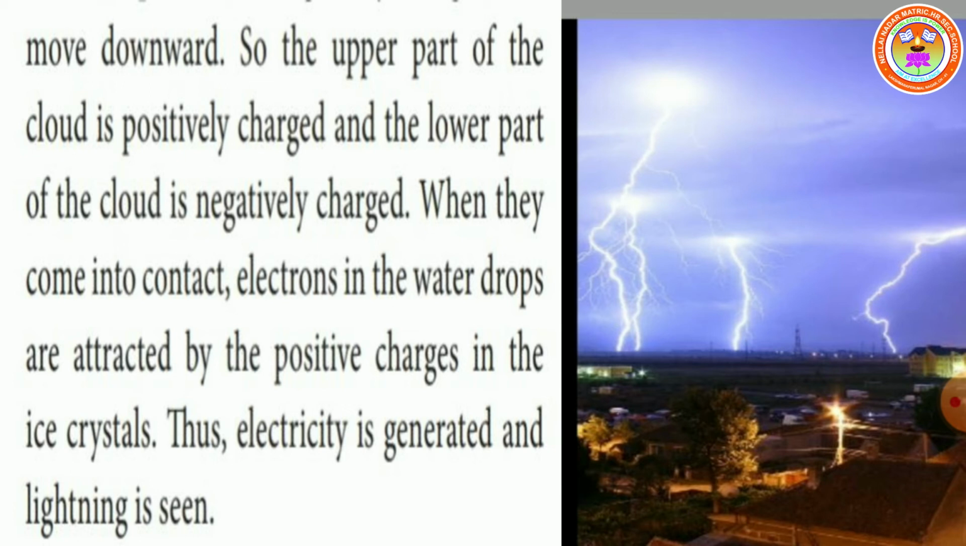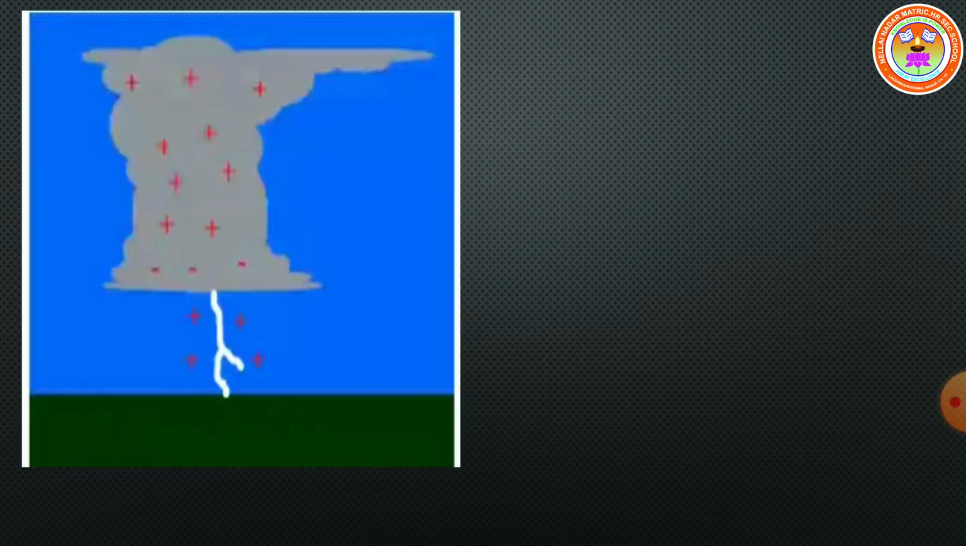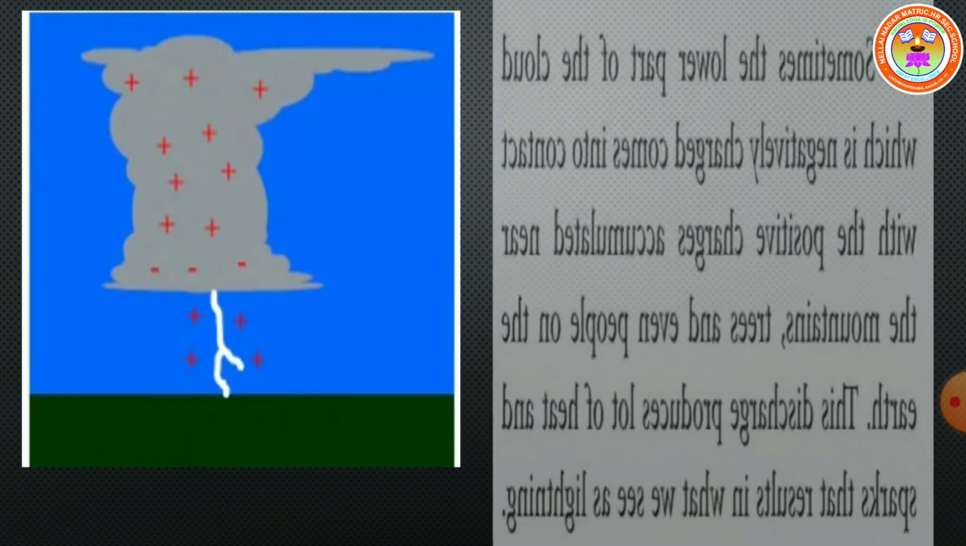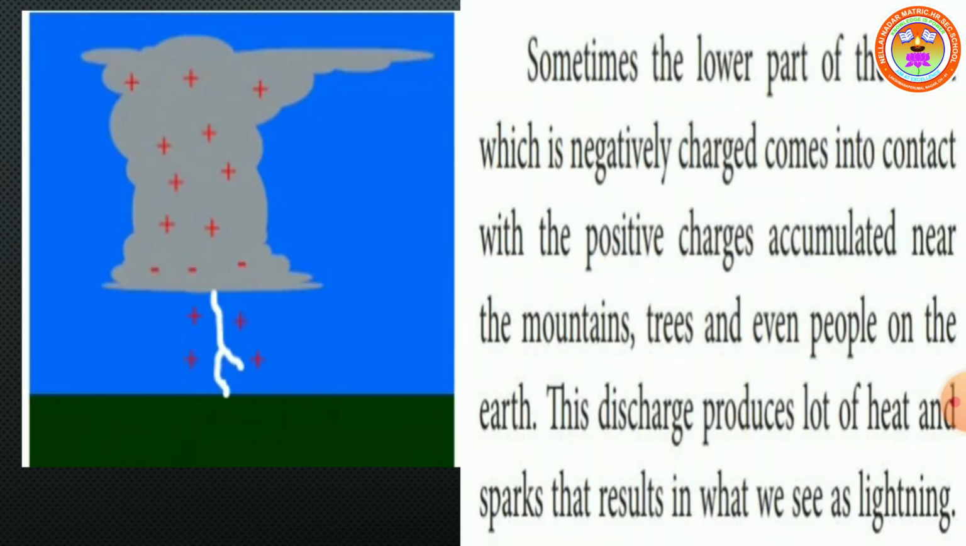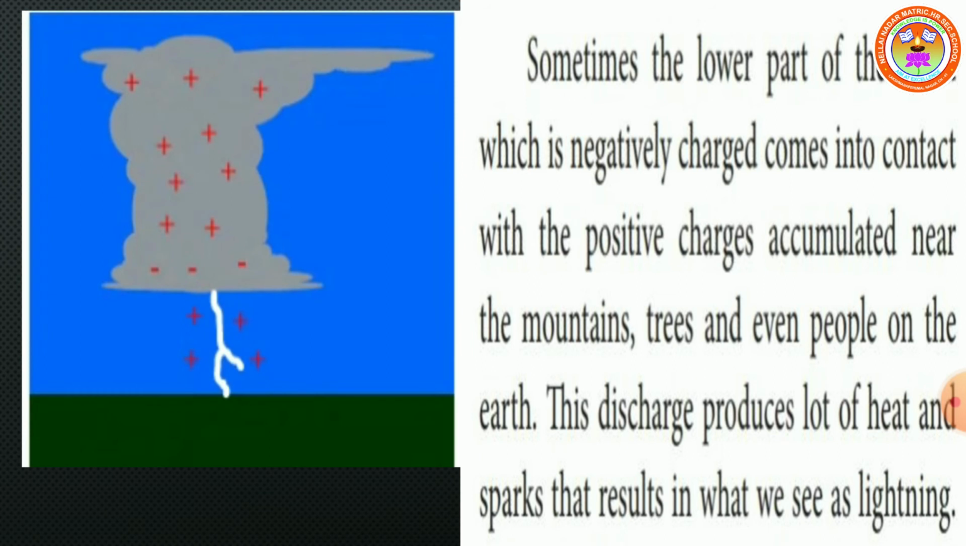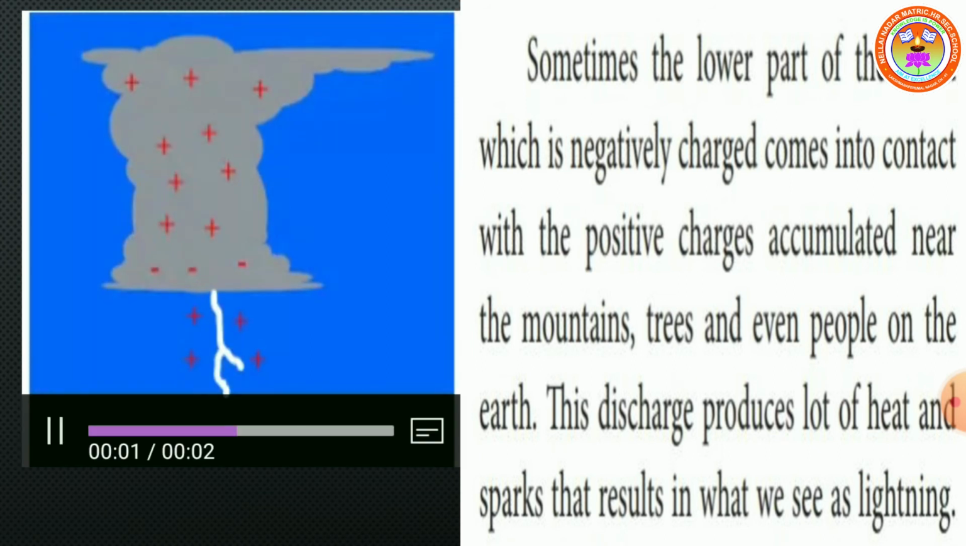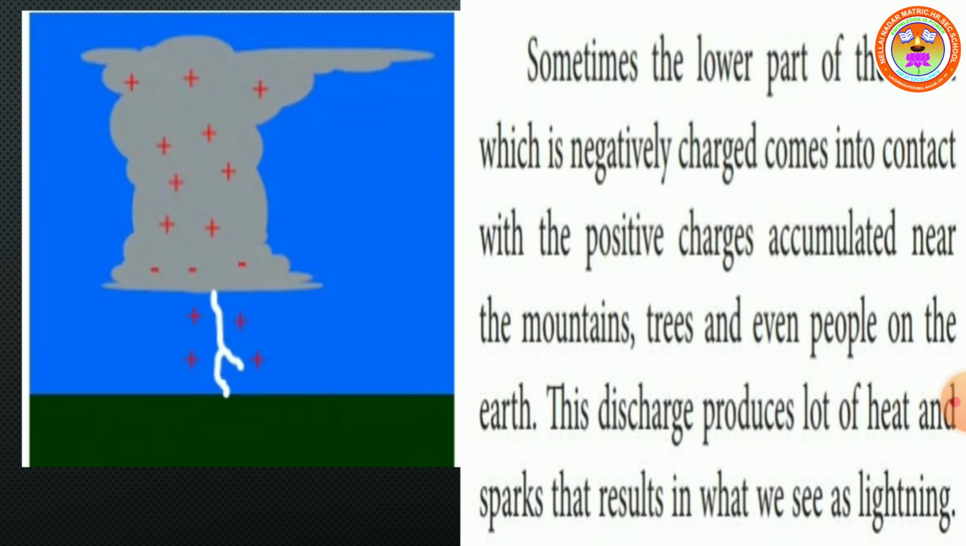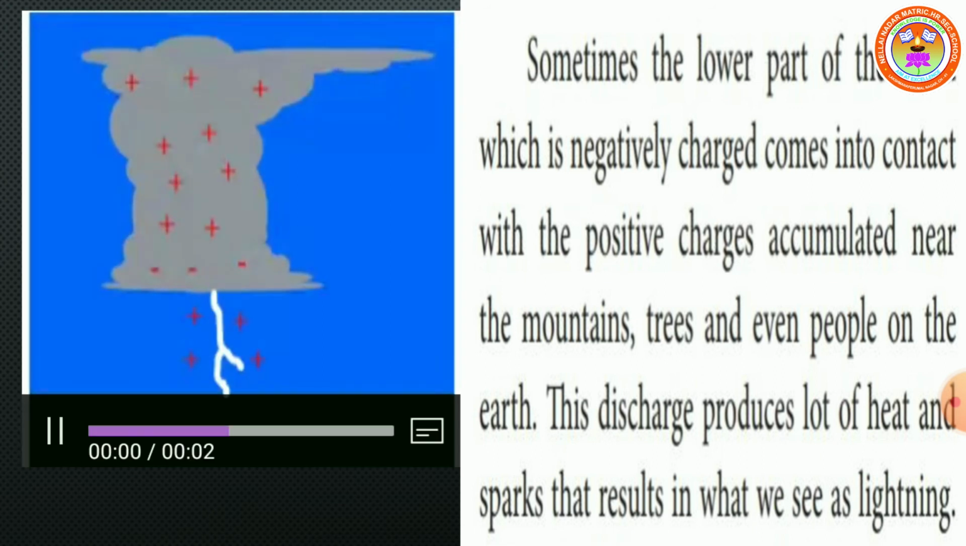So during the rainy season, we have seen lightning as well as thunder. Sometimes the lower part of the cloud, which is negatively charged, comes into contact with the positive charge accumulated near the mountains, trees, and even people on the earth. This discharge produces lots of heat and sparks that result in what we see as lightning.